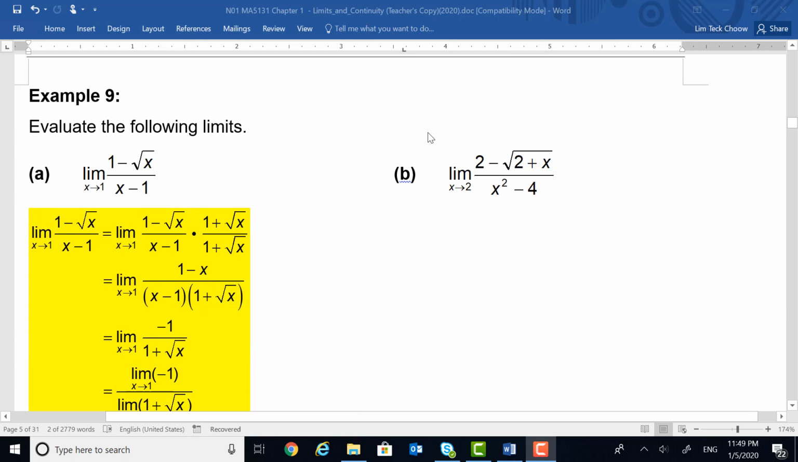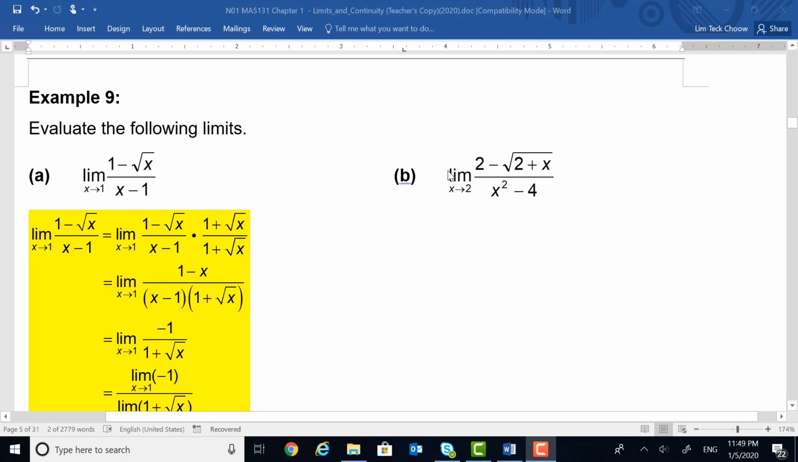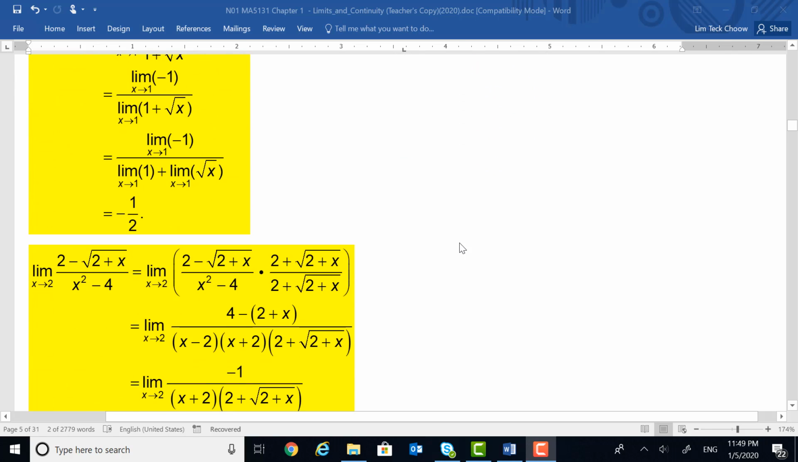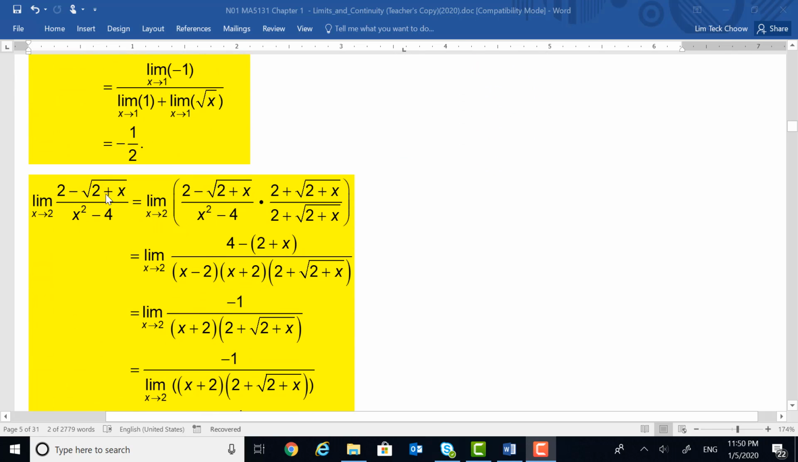For part 9b, you also have a fraction over a fraction, and when x goes towards 2, you find that the numerator will be 0 and the denominator will be 0. So once again, we are going to make use of the conjugates. What I'm going to do is multiply the conjugate of the numerator, which is 2 plus root 2 plus x, both to the top and the bottom.